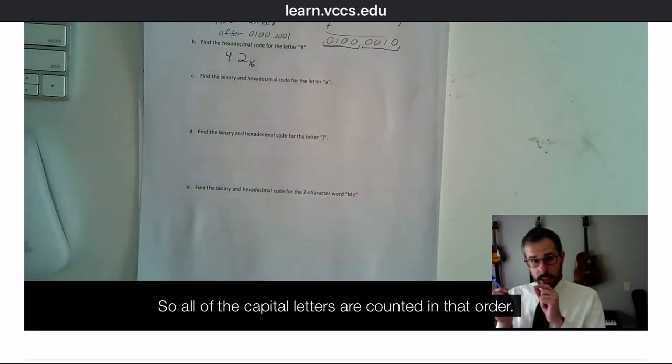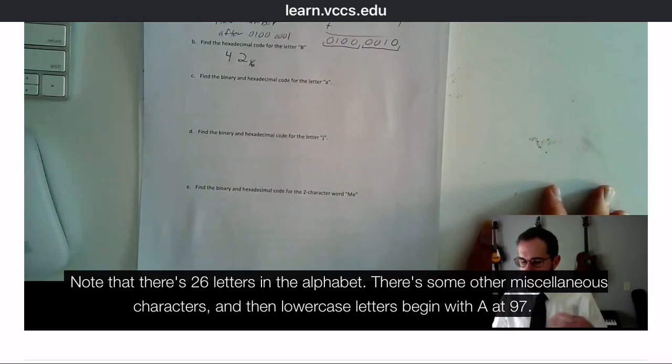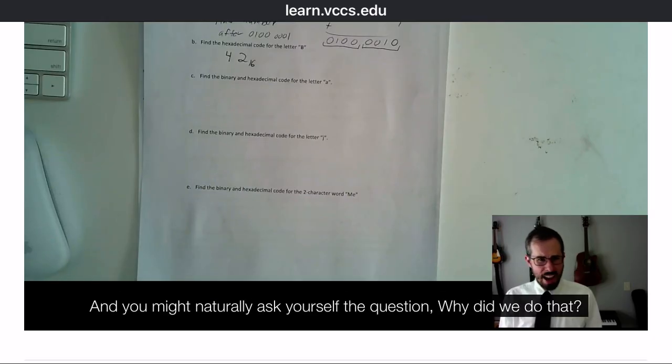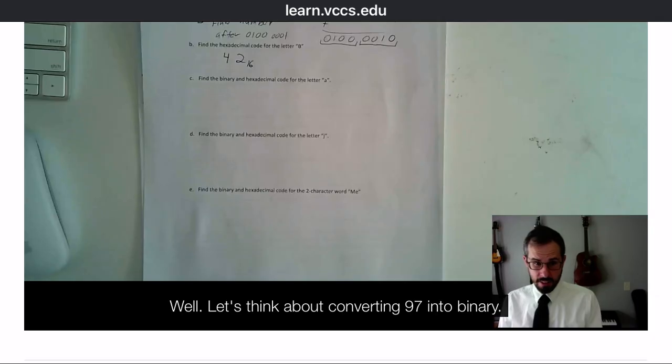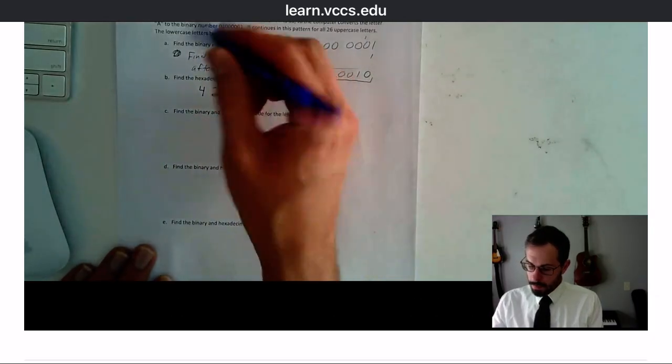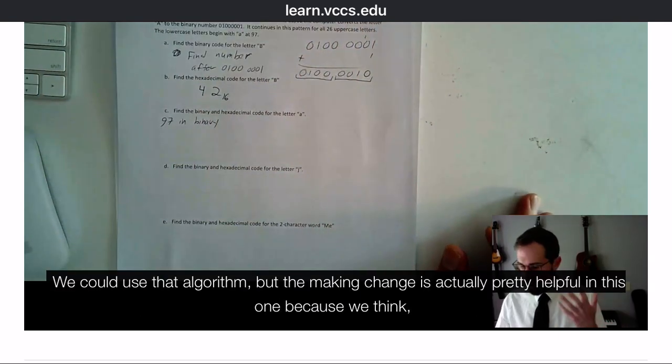So all of the capital letters are counted in that order. Note that there's 26 letters in the alphabet. There's some other miscellaneous characters, and then lowercase letters begin with a at 97. And you might naturally ask yourself the question, why did we do that? Well, let's think about converting 97 into binary. Let's do the same thing we did above, just thinking about it in terms of making change. We could use that algorithm, but making change is actually pretty helpful in this one.